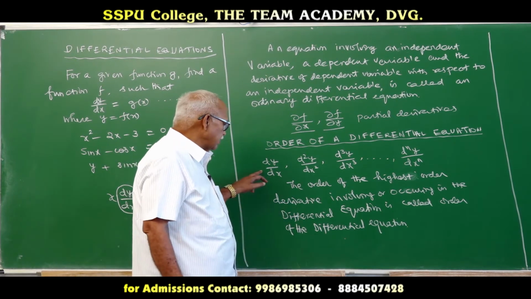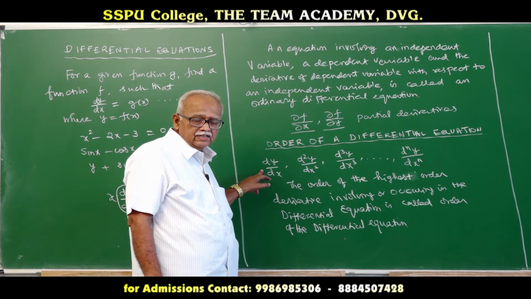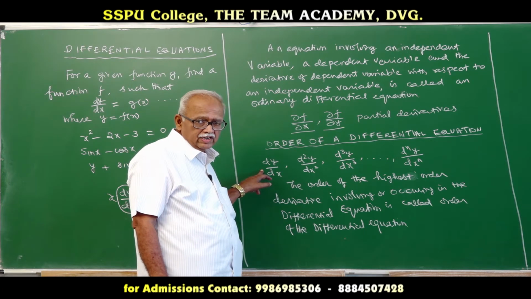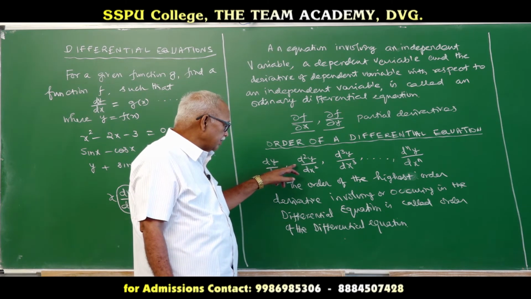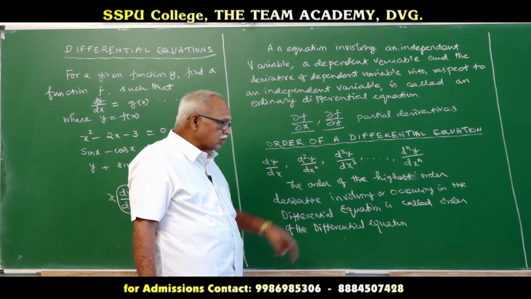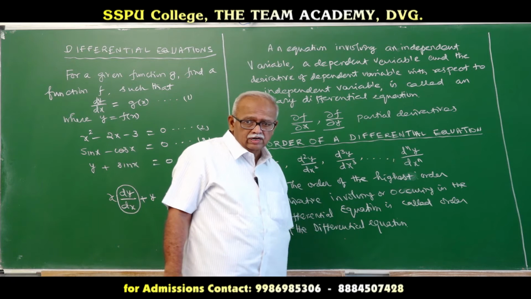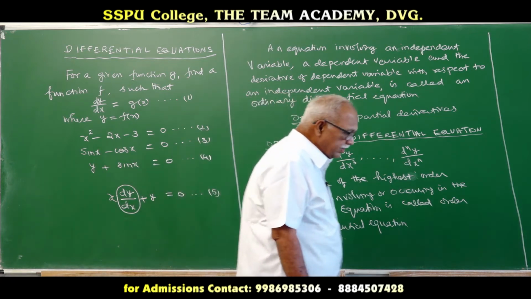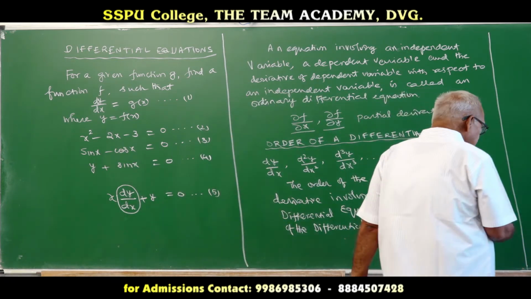You see, when only dy by dx is there, the equation is called a first order differential equation, and this is second order, and this is third order, and like that nth order. Now, let me give some examples for order of derivatives.